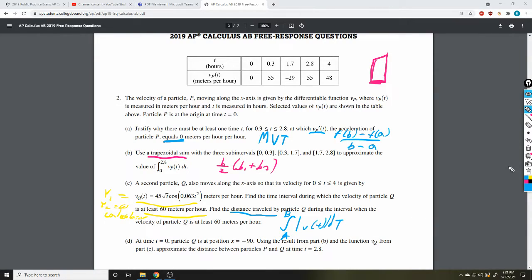Distance between P and Q. So for P, we approximated where P was at t equals 2.8. We did that up here. So this is my trapezoidal rule answer.